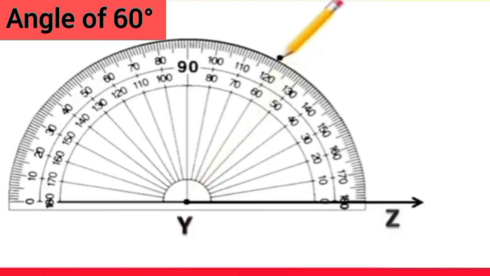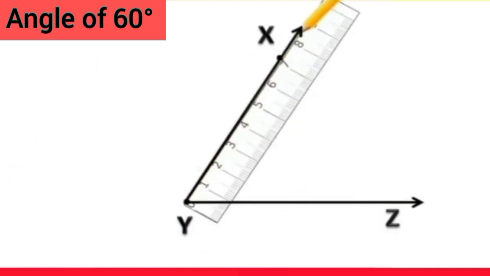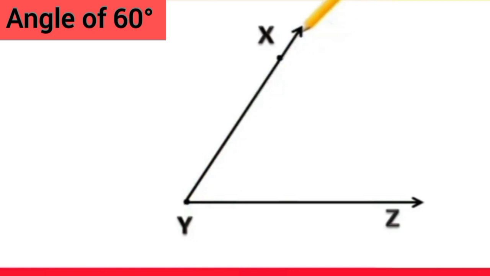Let's mark the point exactly at 60 degrees. We named this point X. Now let's join the vertex point and X using a ruler. So angle XYZ equal to 60 degrees is ready.